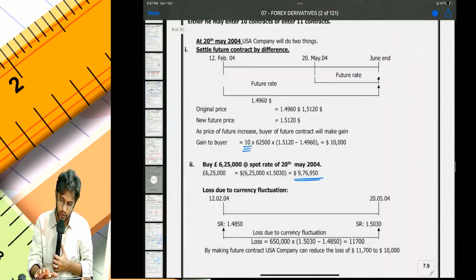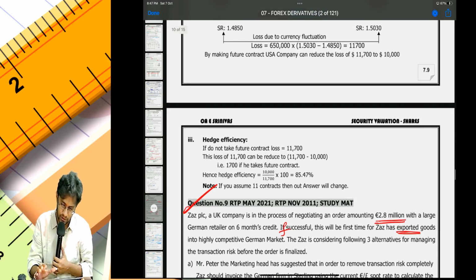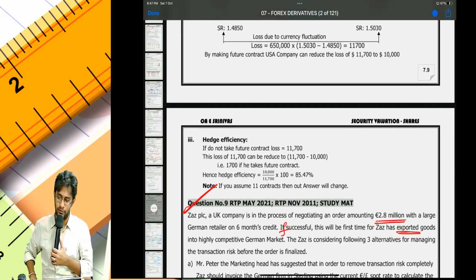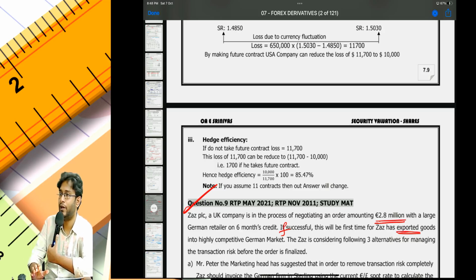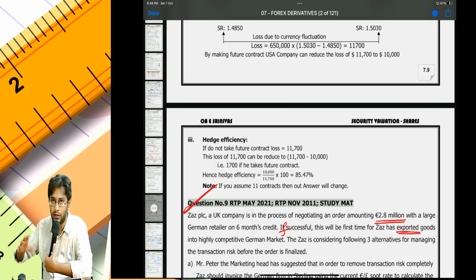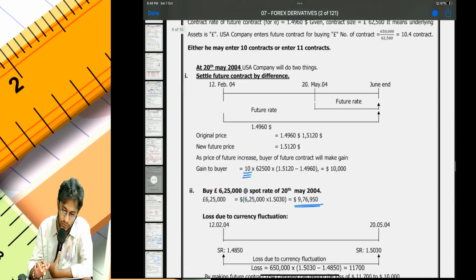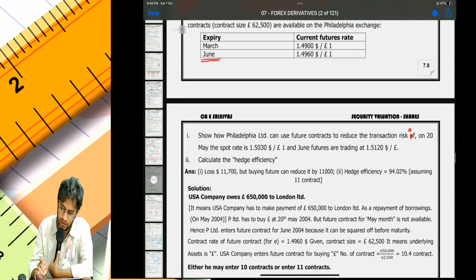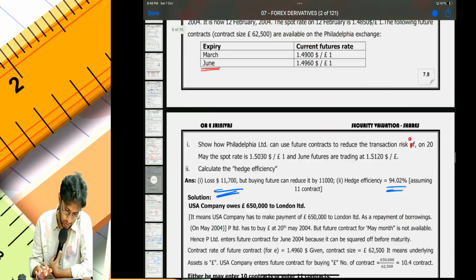If you take 10 contracts, then your answer would be 85.47%. Why less hedging there? Because futures contract you are getting a gain. I took 11 contracts, I got 11,000. If you took 10 contracts, you will get only 10,000. So it's your choice, sir. You can take 10 also, 10 is not wrong. Okay. So the answer for 10 is printed, the answer for 11 is written here in brackets. So that is about question number 8.